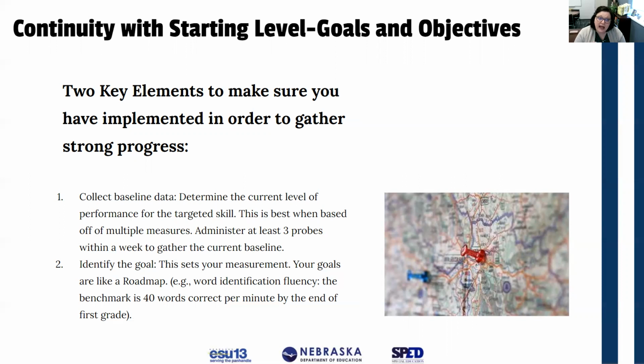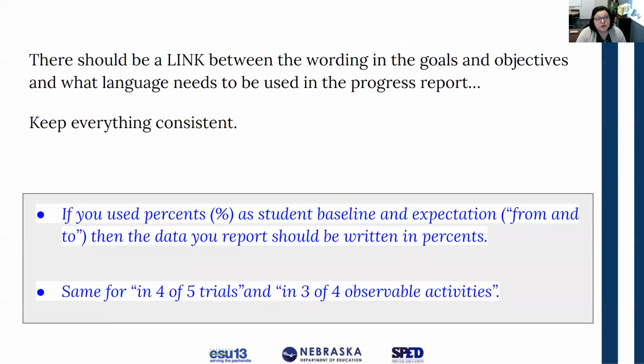So that's where having that continuity with your goals and objectives is very critical for you to be able to write strong progress reports. There should be a link, in addition, between the wording in the goals and objectives and what language needs to be used in the progress report. We have to be consistent with our goals. So that's where I say the continuity between the goals and the objectives has to be there.